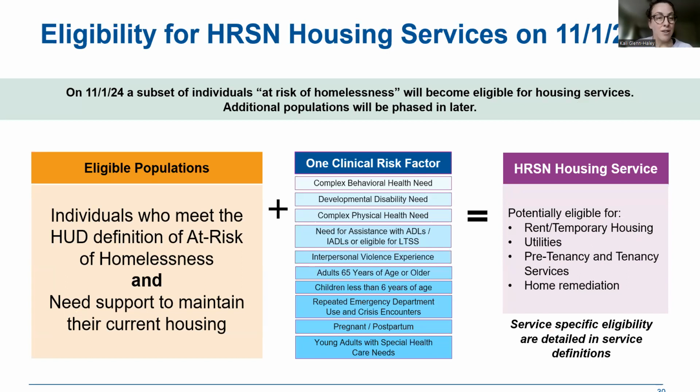So this is our current eligibility framework for housing. I just want to flag that we're still in draft form with service descriptions as well as eligibility, but wanted to share what we have so far, caveating that things could certainly change. Our current eligibility framework is people who are meeting the HUD definition for at risk of homelessness and need support maintaining their current housing, plus a clinical risk criteria, and then would receive the following housing services. We'll dive into housing eligibility at a later date, but I wanted to cue that up for you all to keep in mind as we move forward. Next slide, please.